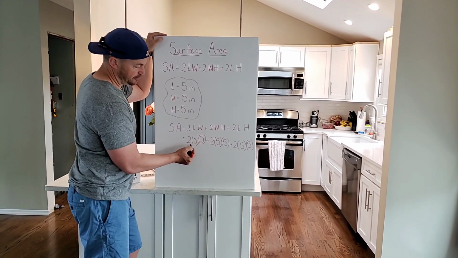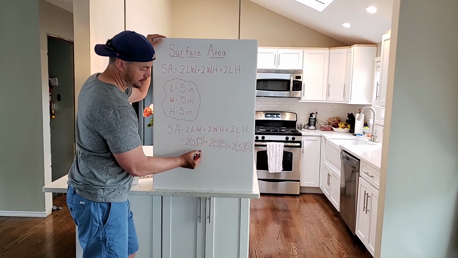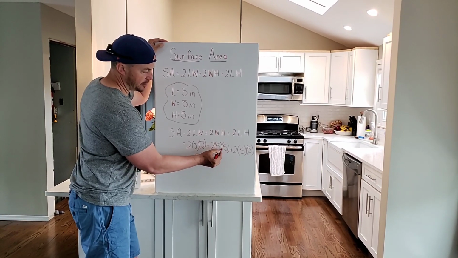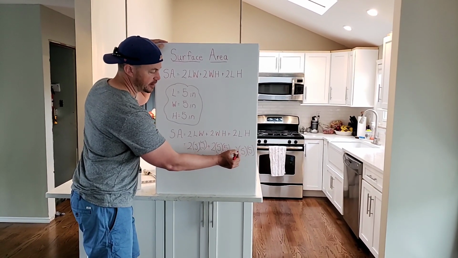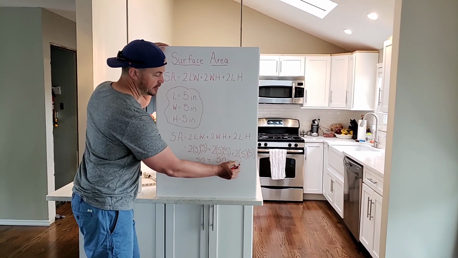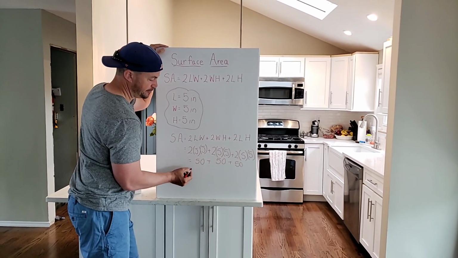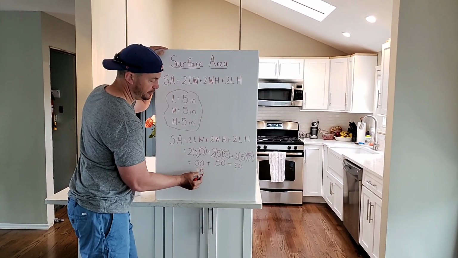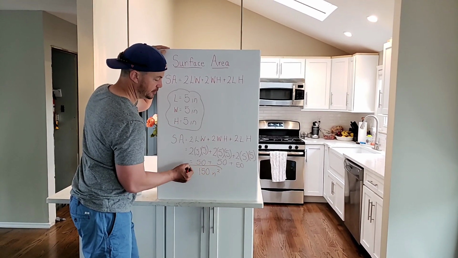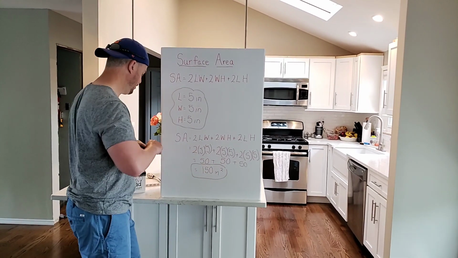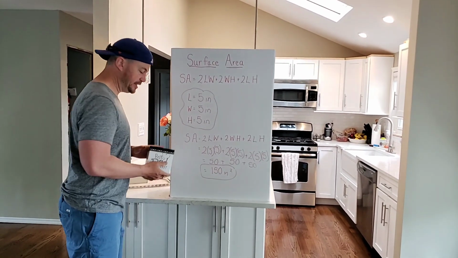So really, again, you're just taking these, plugging in here. 5 times 5 is 25, times 2 is 50. 5 times 5 is 25, times 2 is 50. And 5 times 5 times 2 is 50. And if I add them all up, I get 150 inches square surface area. Now, I had it pretty easy because I used a cube.